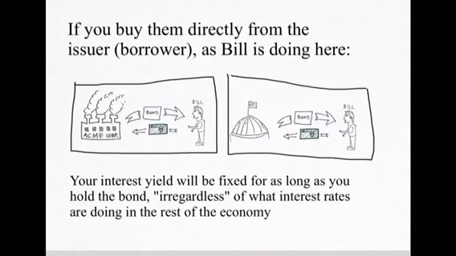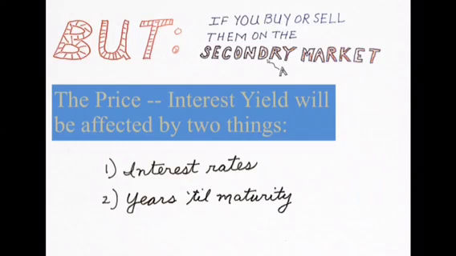If you buy a bond directly from the issuer and hold it until maturity, neither the interest income nor the redemption value of the bond will change in any way, irrespective of the direction of nominal interest rates. However, if you buy a bond on the secondary market, the price that you pay for that bond and its interest yield will be affected by two things: changes in nominal commercial interest rates throughout the rest of the economy and the time remaining until the bond matures.